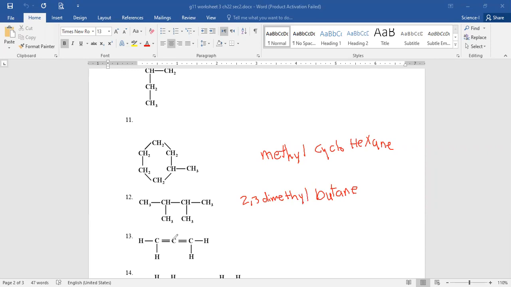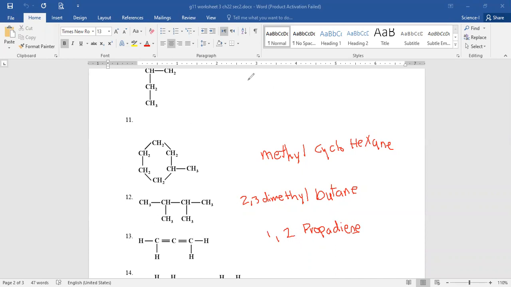And then let's find this one. Here we have 2 double bonds between 3 carbons, so we are going to use the word prop-. As there are 2 double covalent bonds, we are going to add the suffix again. They are found in carbon number 1 and 2. So they are 1,2-propadiene.